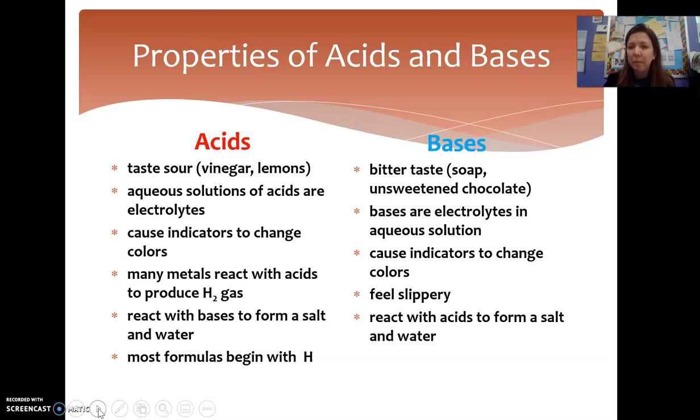And again, bases react with acids to form a salt and water. And when we're naming bases, they almost always have OH, or hydroxide, in the formula. The one exception is ammonia, NH3. You just need to memorize that one. We're going to talk about that again. Okay, I'm going to pause for 10 seconds if you need to catch up.